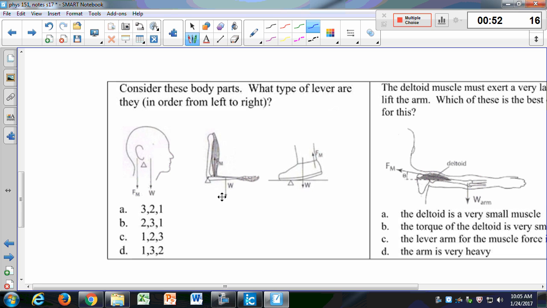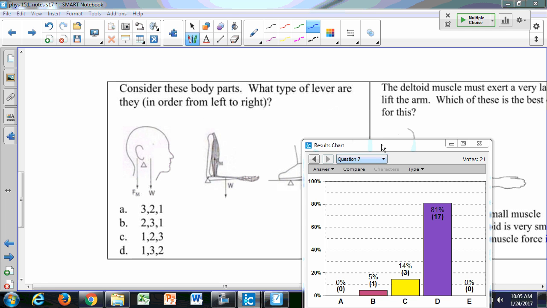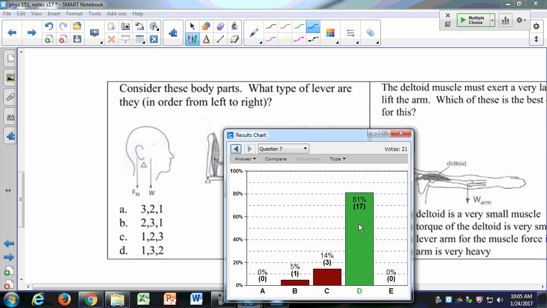Feel free to ask your neighbor if you're not sure. Many of you have the right answer, but some of you do not. Okay, good. D is right.